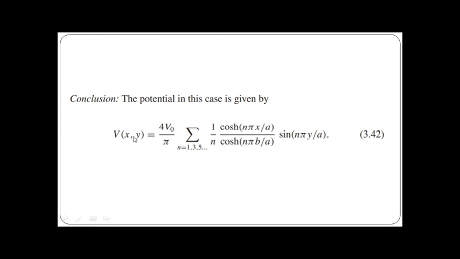That means V as a function of x, y is equal to 4V0 upon pi. Now, only for n odd did this integration survive, and that's why here you can see that n is changing as 1, 3, 5, 7, etc. That means n should be odd only. If n is even, then this is going to be 0. 1 upon n is the value of the coefficient, that is cosh n pi x upon a sin n pi y upon a, and this is the value of Cn we have substituted here, so cosh n pi b upon a.